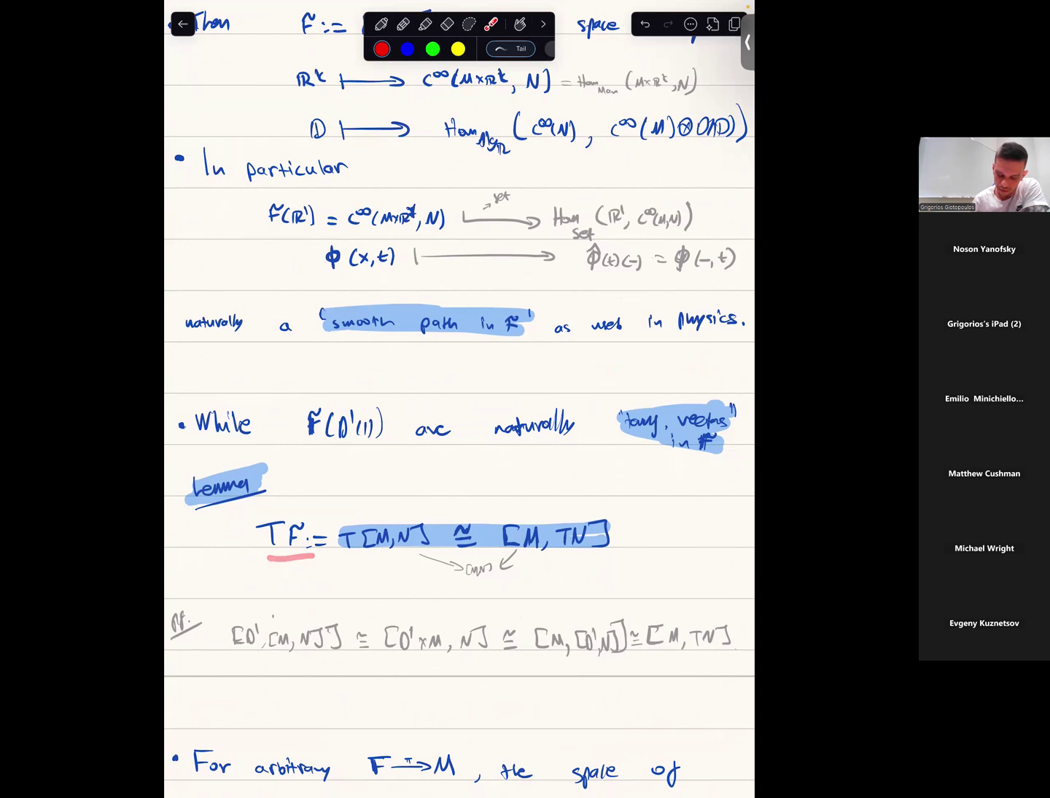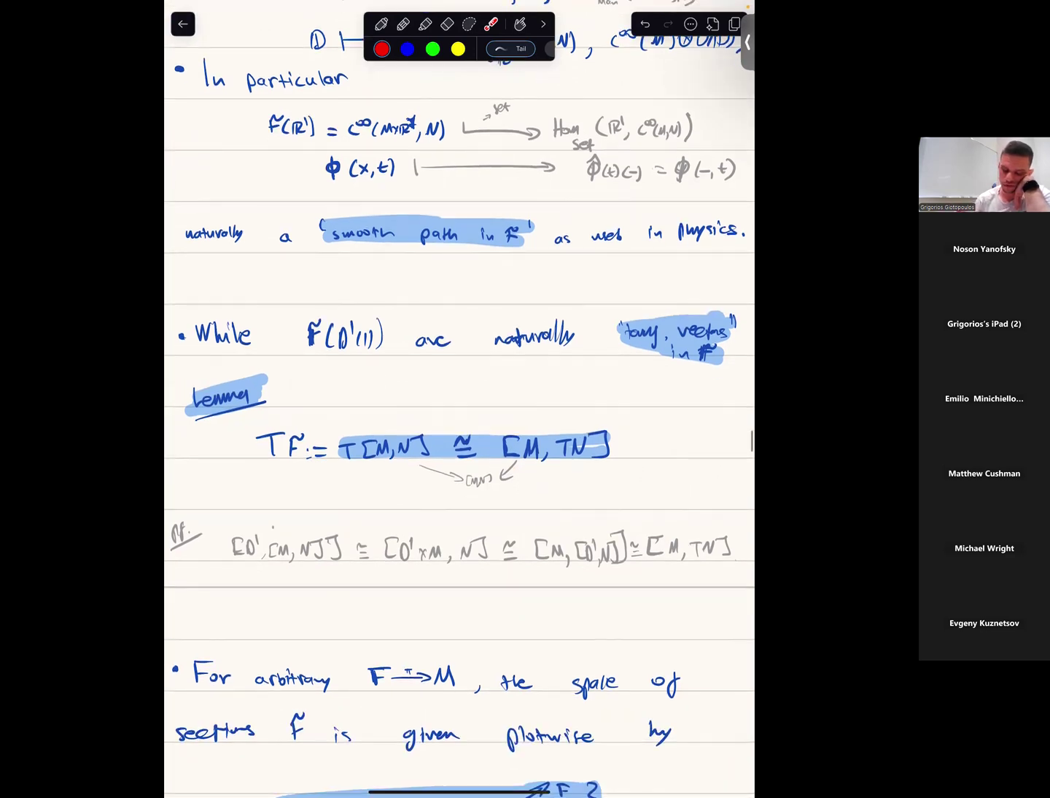Well, here's a small lemma. If you apply the synthetic tangent bundle functor on a field space, i.e. T on this mapping space here, this is canonically isomorphic to this mapping space M valued in the tangent bundle of N. And the proof is just using adjunction properties and internal hom properties. So this is the left-hand side. Let's just go through it, right? This is isomorphic by the internal hom property to D cross M, comma N.